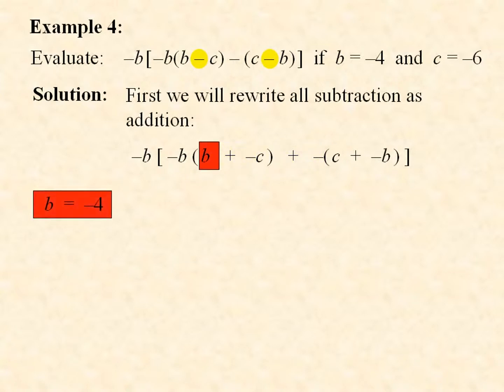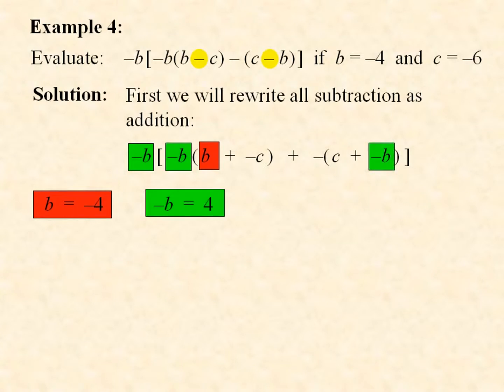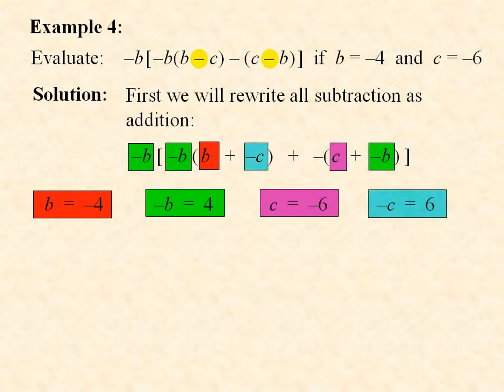So we have b is negative 4. Opposite of b is positive 4. That occurs in 3 places. C is negative 6. That occurs in 1 place. And opposite of c is positive 6. That also occurs in 1 place. So we make those substitutions.